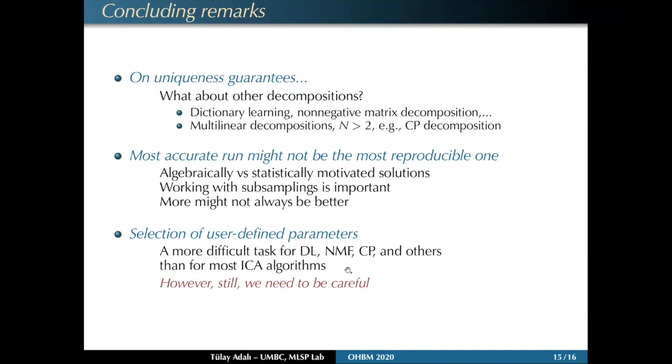And obviously this is a more difficult case for other algorithms. For example, with dictionary learning, NMF, I am actually estimating both matrices, not just one, the mixing matrix as in the case of ICA. So order selection is a more difficult problem. For tensor decompositions, rank estimation is difficult. And with dictionary learning and other general matrix decompositions, I also have to work on those regularization constants and so on and so forth. So for ICA, things are much easier, but still we have to be careful.